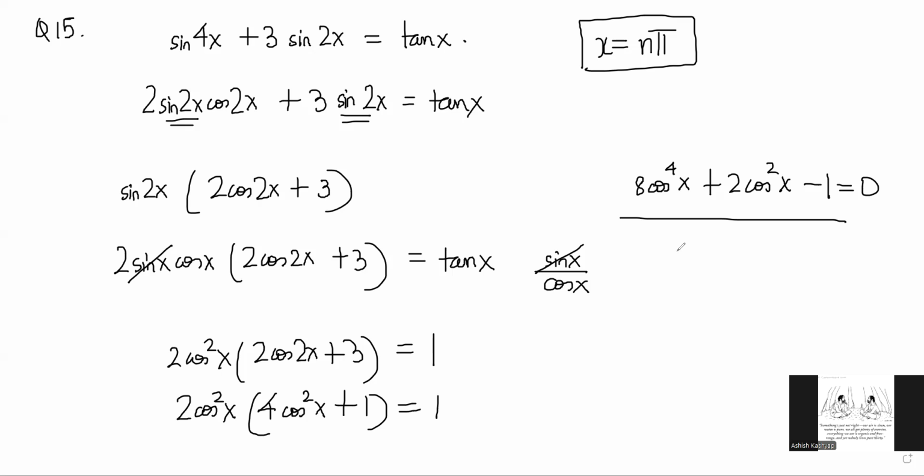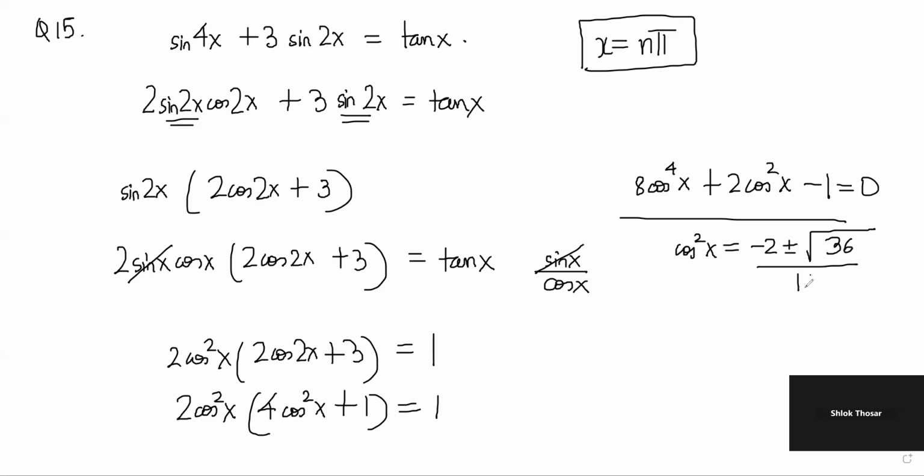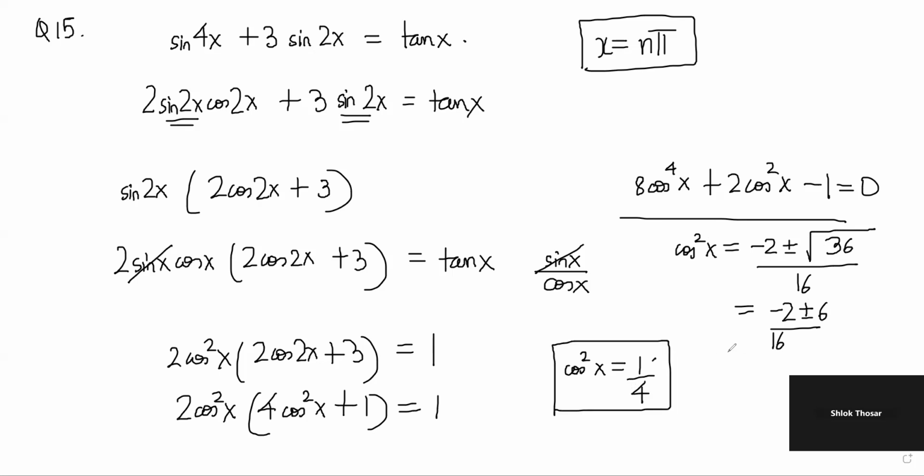What are the roots coming for cos square x? Cos square x is equal to minus 2 plus minus under root 36 upon 16, so minus half and 1 by 4. Minus half can't be a solution because cos square x is always greater than or equal to 0.